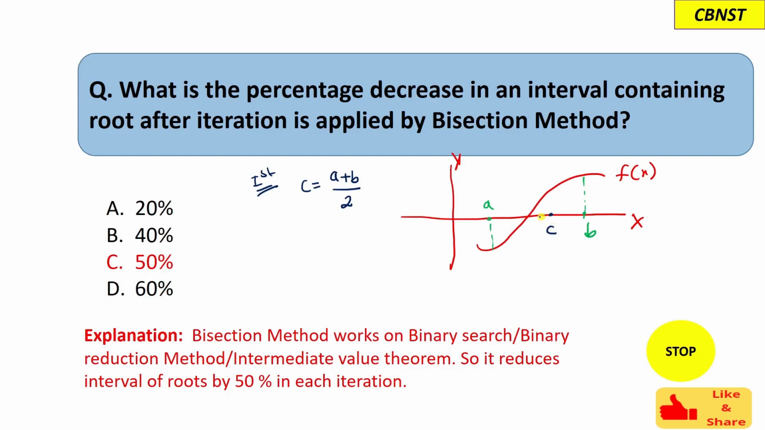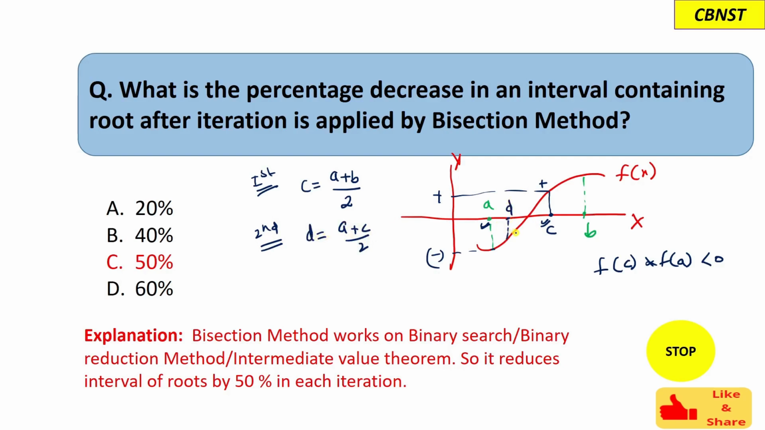Then after that, we choose either a or b, depending on which has a function value of opposite sign to c. Here you can see the function value at c is of positive sign, and the function value at a is of negative sign. So f of c and f of a are of opposite sign. So we have to find the point between a and c for our next approximation. In the second approximation, we will say (a plus c) by 2, a new point between a and c. That can be like d, that can be here.